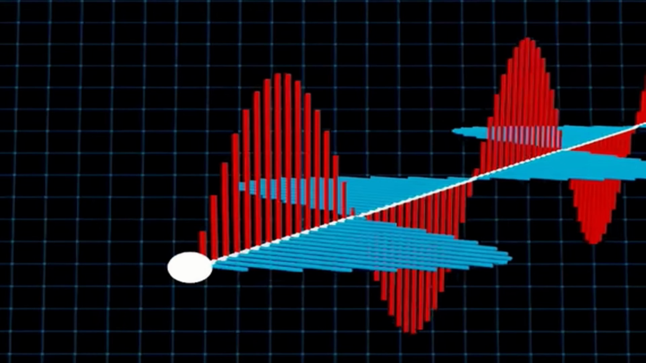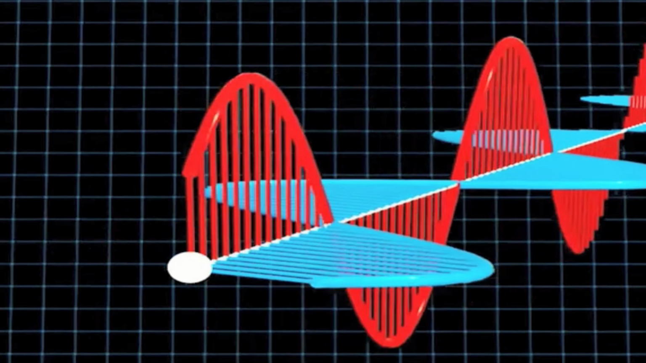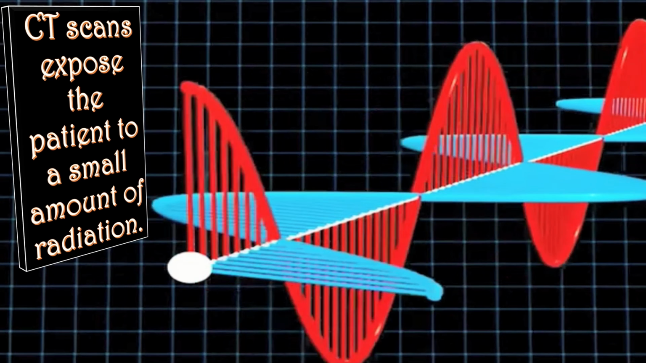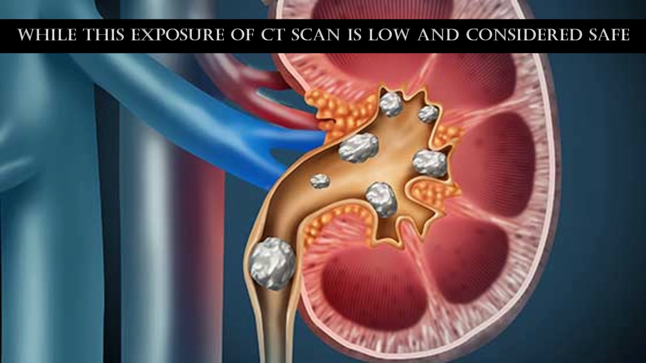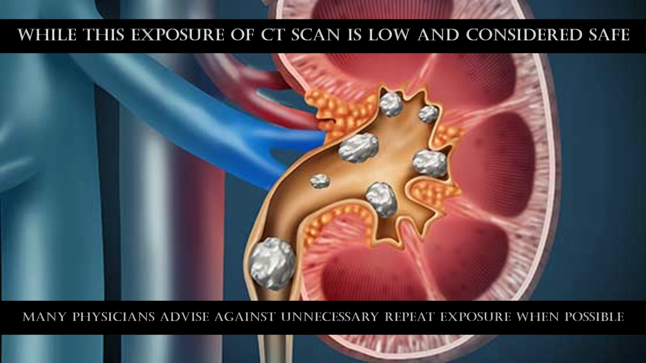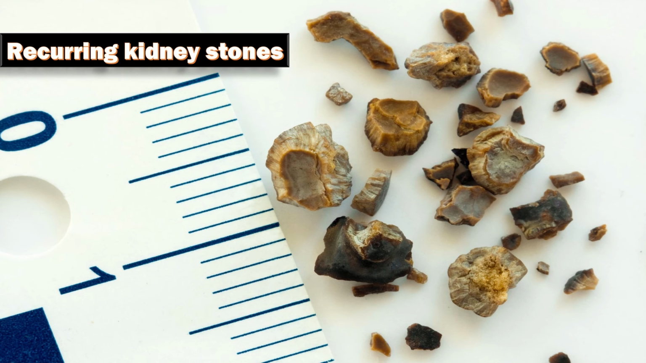Another reason for choosing ultrasound over CT scan is that CT scan exposes the patient to a small amount of radiation. While this exposure of the CT scan is low and considered safe, many physicians advise against unnecessary repeat exposure when possible. This means that if a patient has recurring kidney stones such as cystine stones, repeat imaging will typically be done using non-X-ray methods such as renal ultrasound.